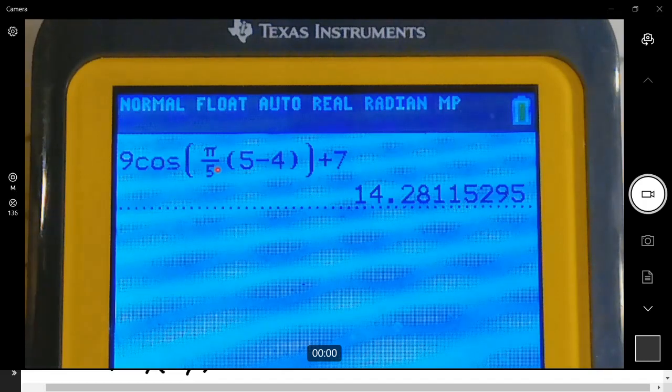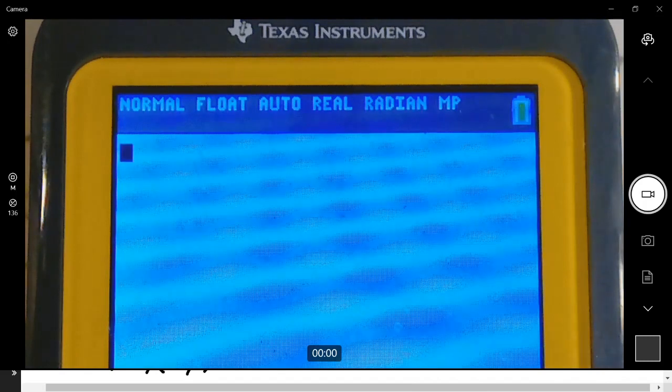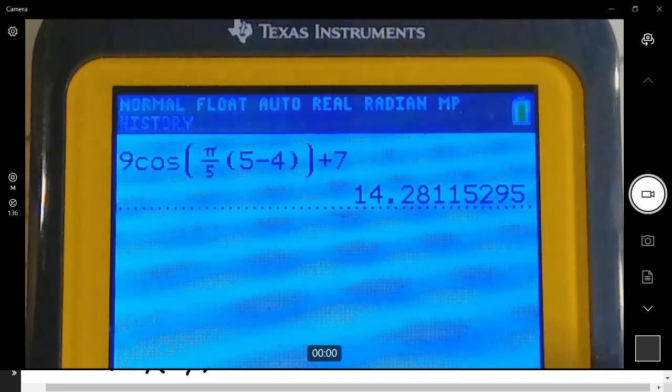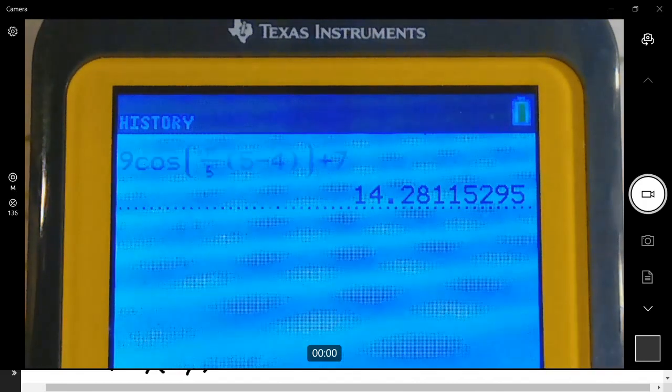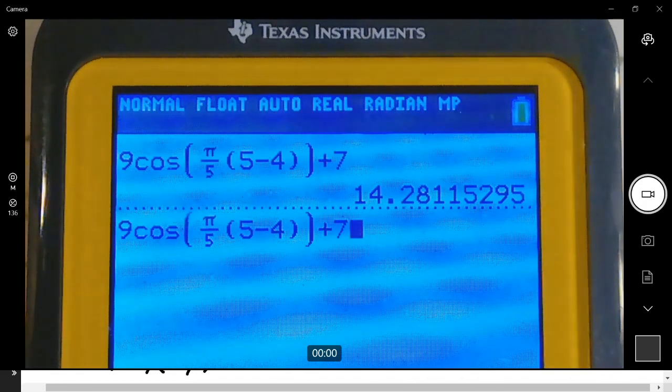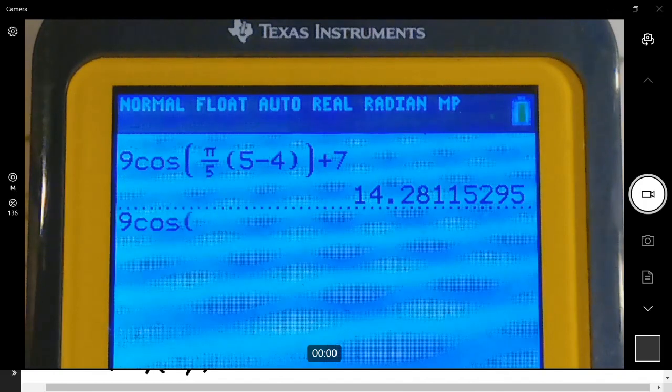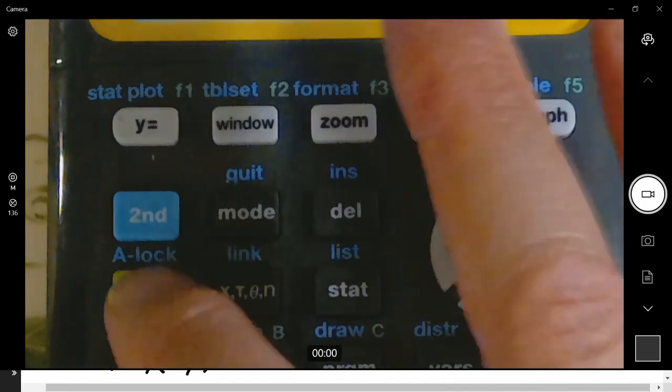Okay. So again, to do that, I can really just come up here and get that back. I can just arrow up and snag it and have it rewrite and then just change the number to 17. Okay. But let me just retype it again, a little bigger, 9 cosine. And then I am going to be using the alpha and the y equal to get a fraction.